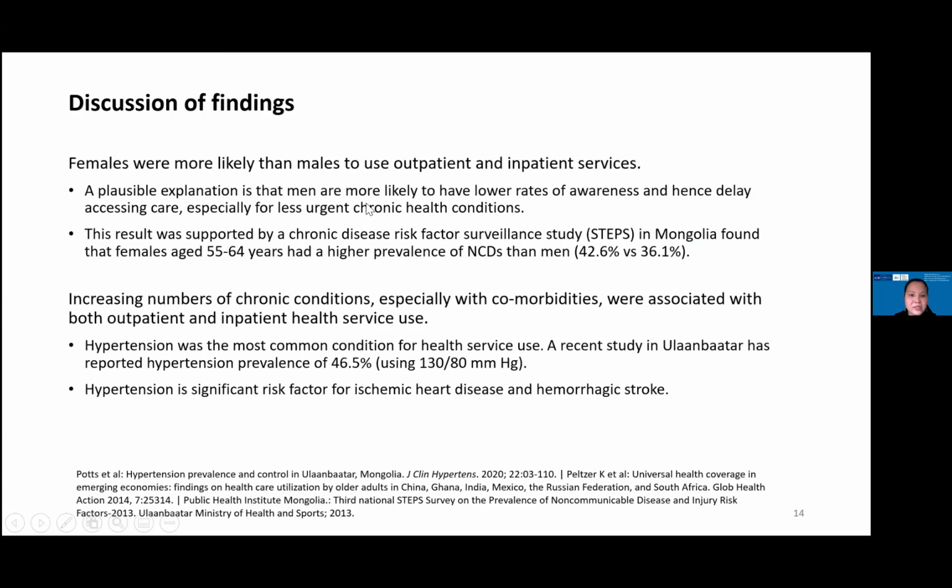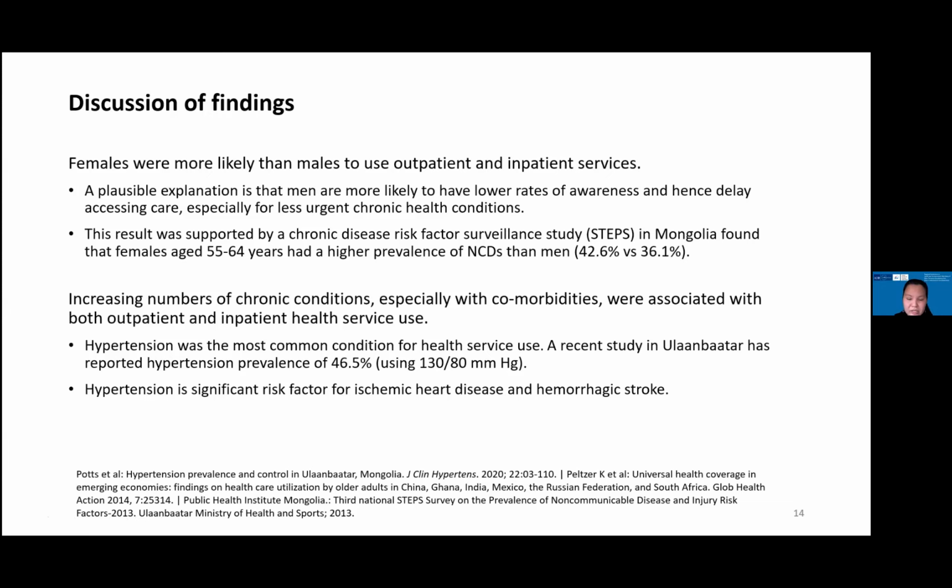So, some key points here. As we mentioned, we found females were more likely than males to use outpatient and inpatient services. A possible explanation is that men were more likely to have a lower rate of awareness, and hence there could be a delay in seeking services, especially for less urgent chronic health conditions. This result is also supported by the chronic disease risk factor surveillance study, which also found that females were more likely to report higher prevalence of NCD.